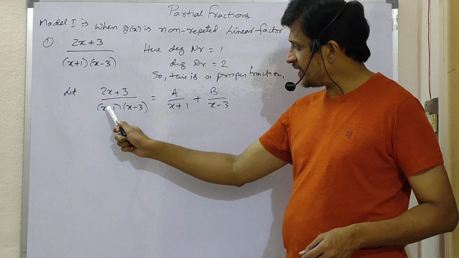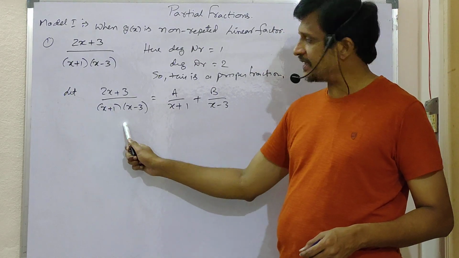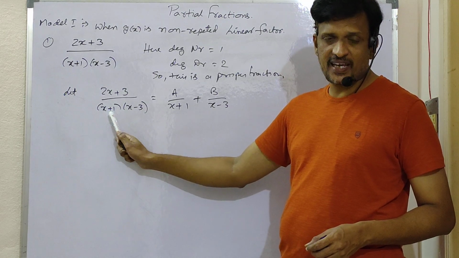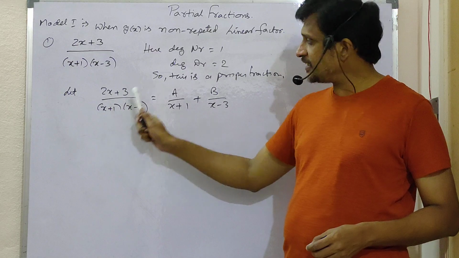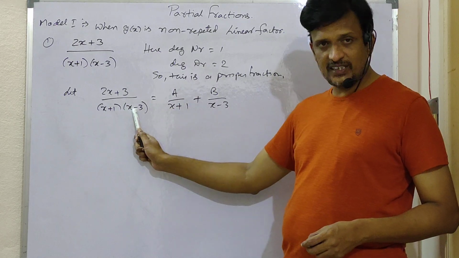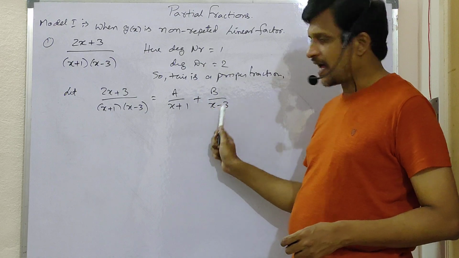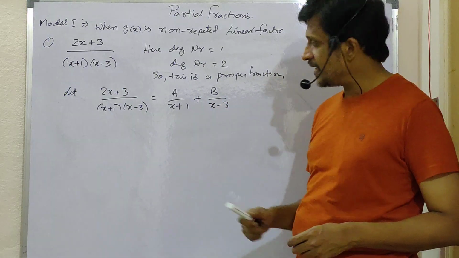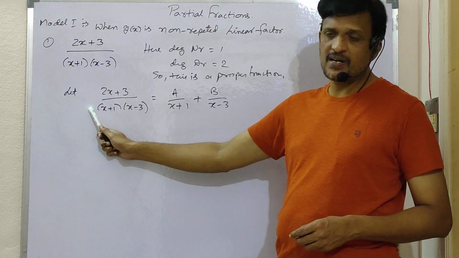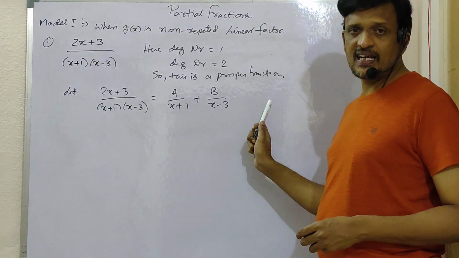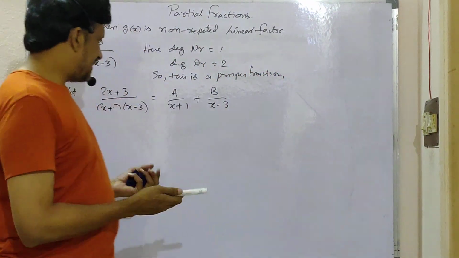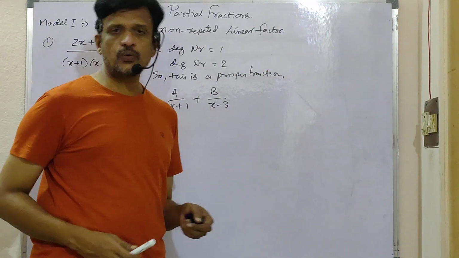Here the denominator has non-repeated linear factors. So corresponding to every non-repeated linear factor of the form ax plus b, you will get one partial fraction, that is A by ax plus b. Corresponding to x minus 3, you get the other one, that is b by x minus 3. For example, if a third linear factor is also given in the denominator, then plus c by that linear factor, a third term you will also get. Now, how do we calculate these values of a and b?